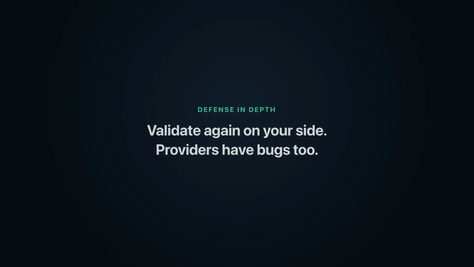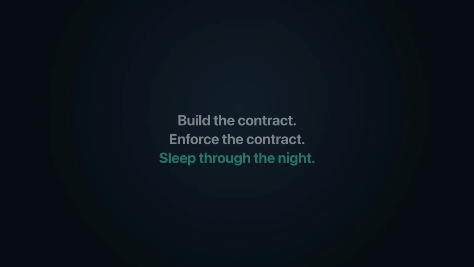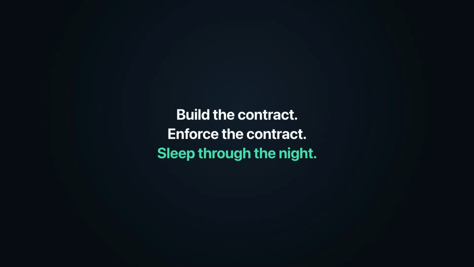So there's your blueprint. Constrain at generation, encode meaning with enums and bounds, handle optionality with intention, and validate defensively. Do that, and your pipeline stops breaking at 2 in the morning. Build the contract, enforce the contract, and let the model work for you instead of against you.